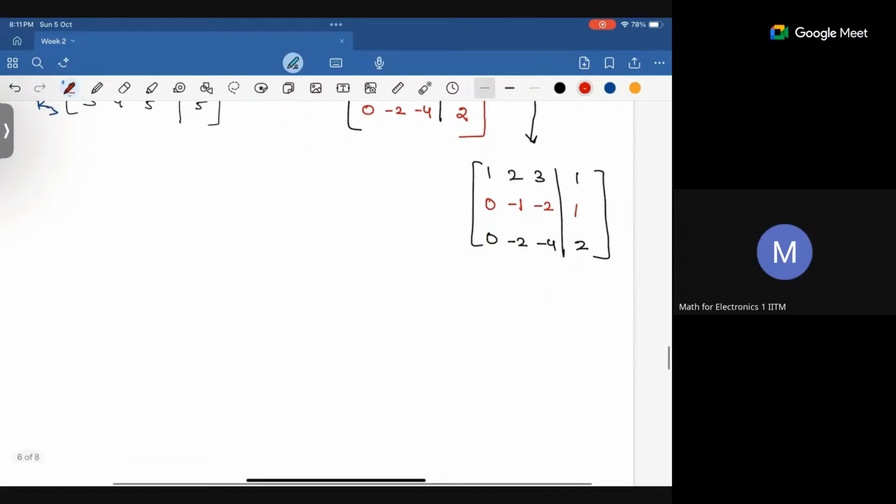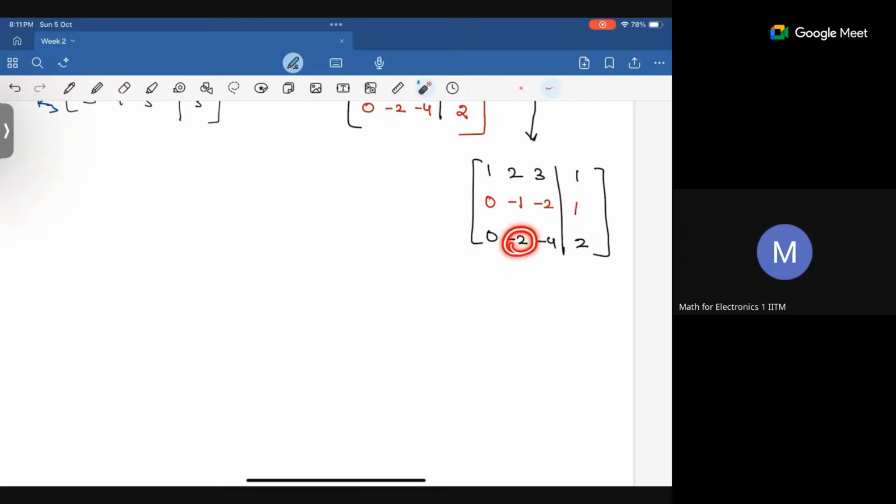We are not done yet. So we can still make a few entries zeros. So this entry we can make 0 by multiplying 2 to row 2 and then subtract. Right. So there is still some row operations left. So now row 3, I wanted to change it again. So row 3 minus 2 times row 2.